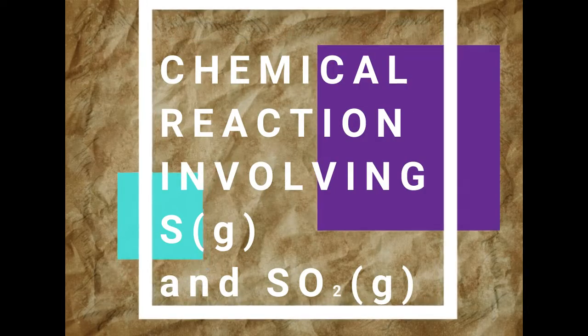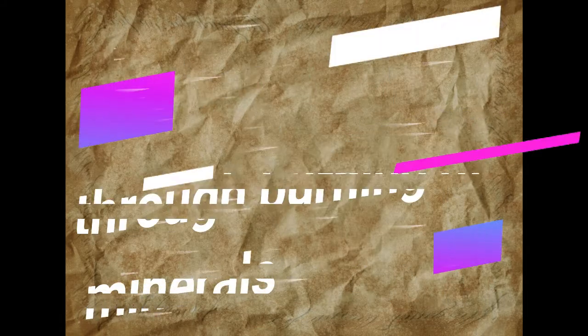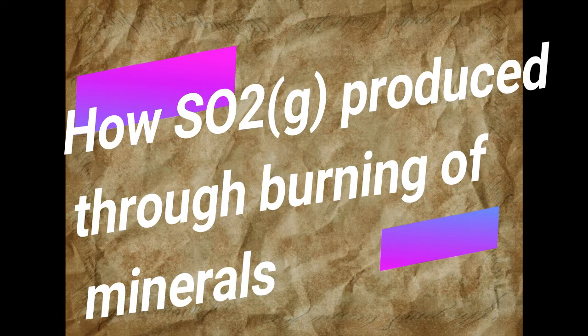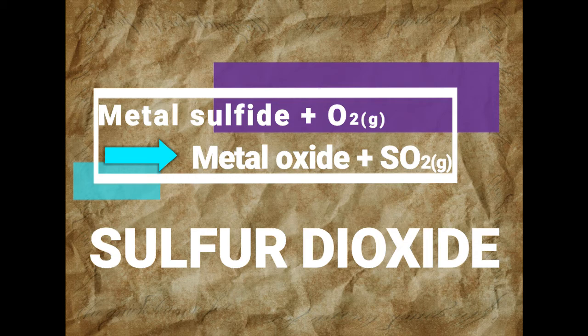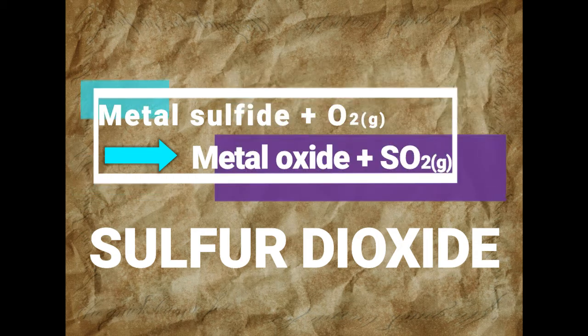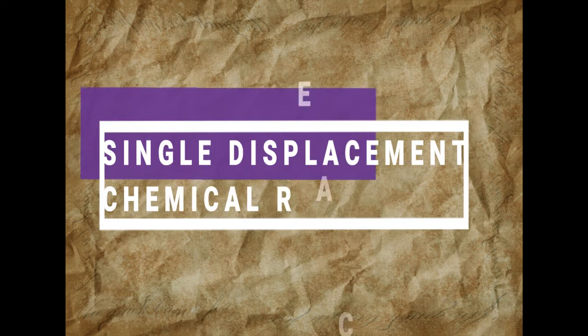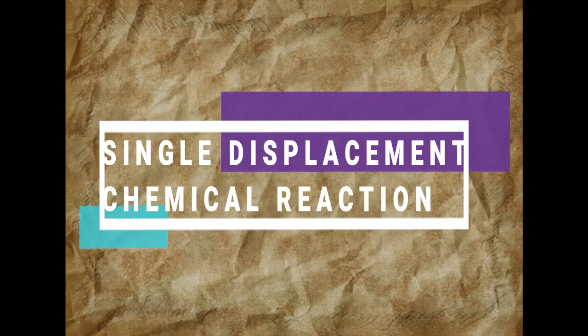On the other hand, sulfur dioxide gas is produced through the burning of minerals, and electrical power stations that burn coal produce sulfur dioxide. So this is how sulfur dioxide gas is produced through the burning of minerals. Metal sulfide combines with oxygen gas. It produces metal oxide and sulfur dioxide gas. This is a single displacement type of reaction.